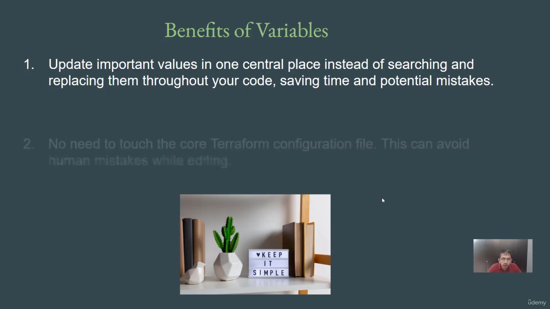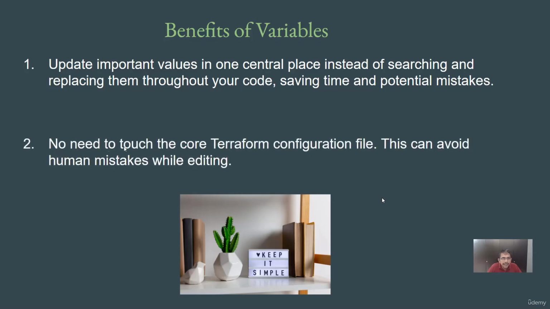And the second pointer is quite related, which states that there is no need to touch the core configuration file. This can avoid human mistakes while editing. Since you have a central file where variables and their values are stored, you don't have to touch the main Terraform configuration file where the resources are configured. In a production environment, this is very important because if you touch the Terraform configuration file, there are always some chances of mistakes, which you can easily avoid if you're using variables here.